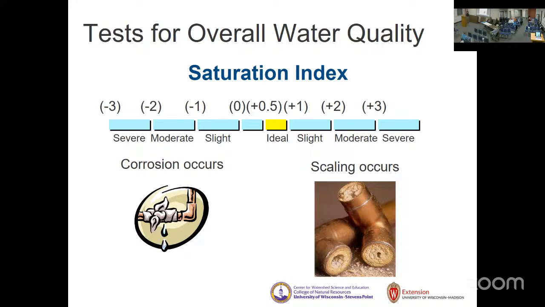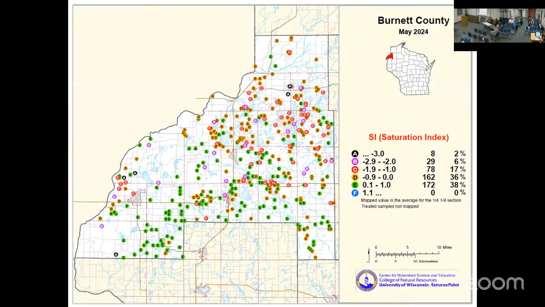Occasionally, I will get calls from people saying that their water is fizzing, and that's usually what people are viewing when that happens. But the reason we did those tests is that we can use them to calculate the saturation index. Negative values mean corrosive water. Positive values are more likely to form scale. And the more negative, the more corrosive. This is showing us the areas or the dots that are black, purple, red, or orange would be considered to be aggressive or corrosive. The blue and the green would be kind of balanced water.